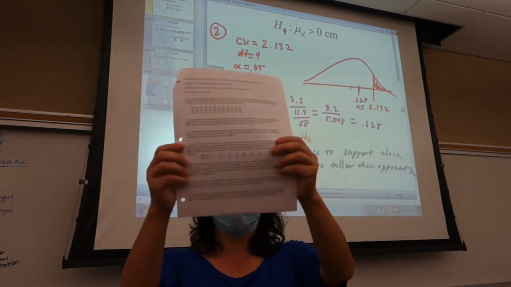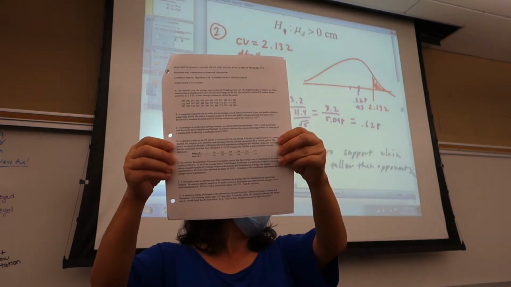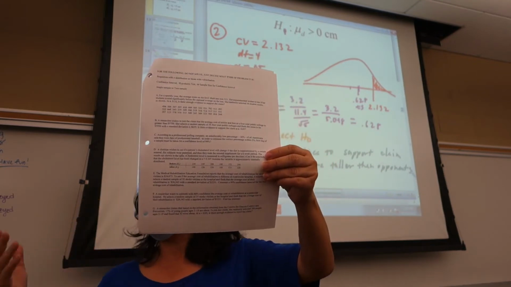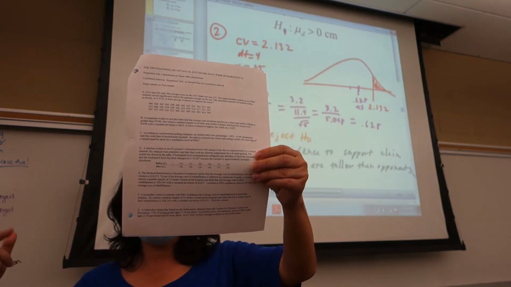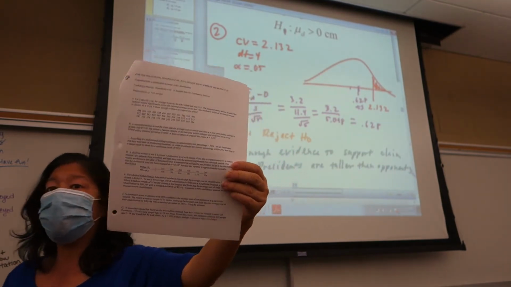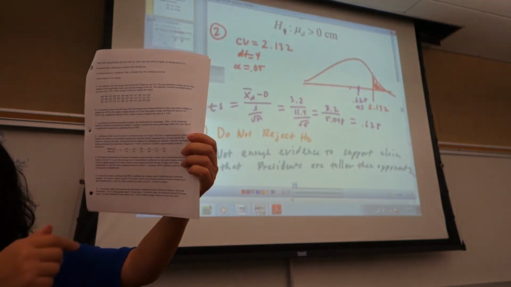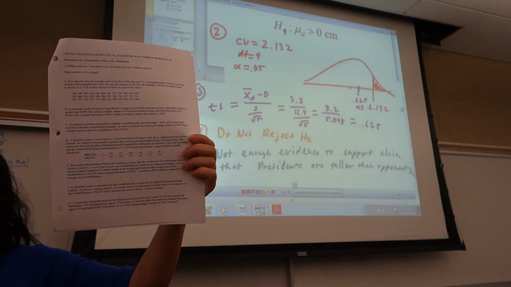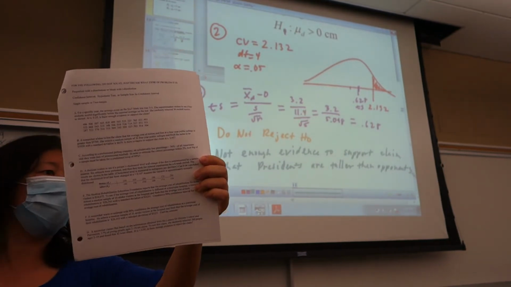Now flip the page to D and look at D. Before and after. See how those are all paired up? That's a two-sample dependent, where they're paired up like that. So all you have to do is subtract them. And once you subtract them, then it's just a one-sample t-test, a normal, ordinary one-sample t-test from chapter 8.